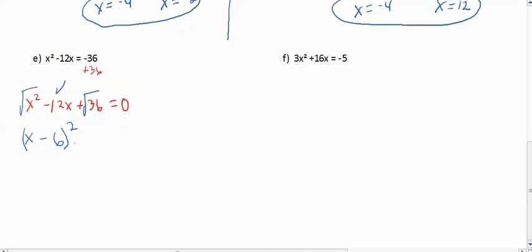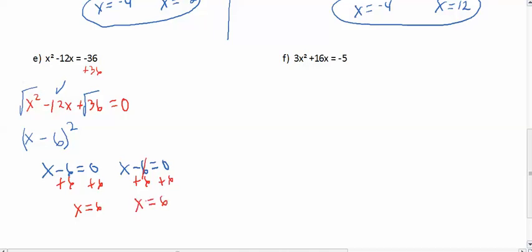Now I can rewrite it as x minus 6 is equal to 0 and x minus 6 is equal to 0. And then you're going to add 6. So I have x is equal to 6. And I really don't have to do this side, but I'll go ahead and do it for you. So we have our x is equal to 6. We just need one of them, and it's just that answer. Okay? And the last one.